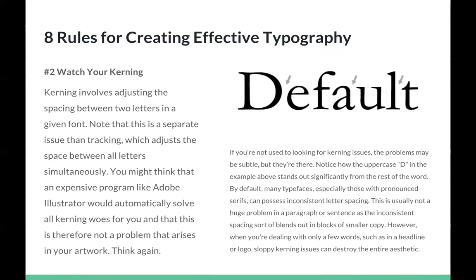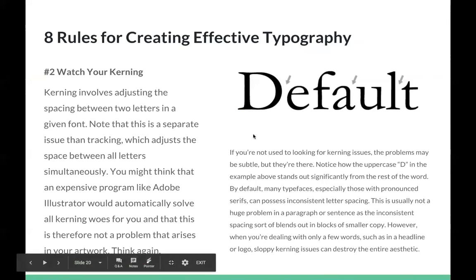Number 2, watch your kerning. Kerning involves adjusting the space between 2 letters in a given font. Note, this is separate from the issue of tracking, which just adjusts the space between all the letters at the same time. You might think that an expensive program like Adobe Illustrator would automatically solve all of your kerning woes for you, and that this is therefore not a problem that arises in your artwork. However, think again. If you're not used to looking for kerning issues, the problems that I'm pointing out to you in the word default might be subtle, but they're definitely there.